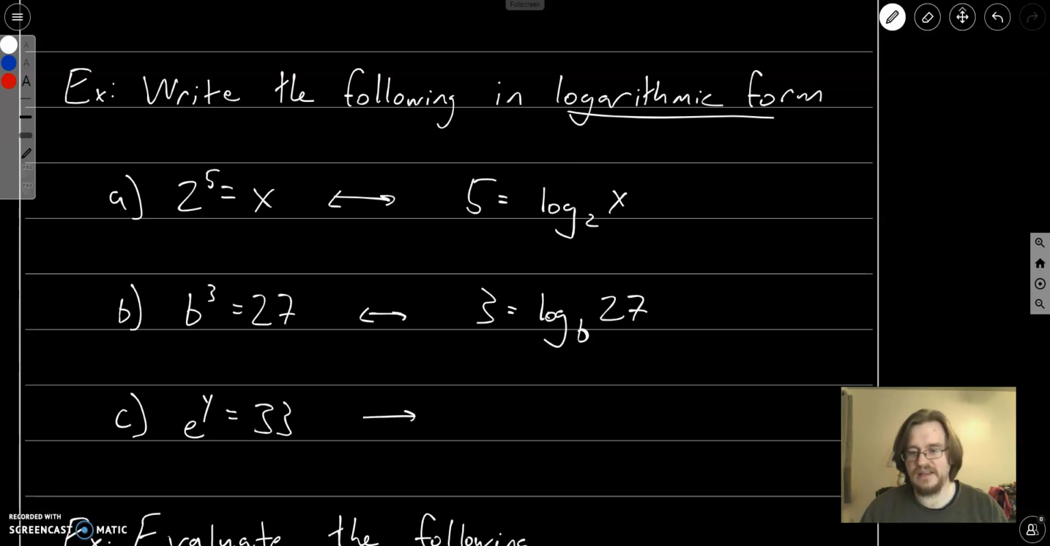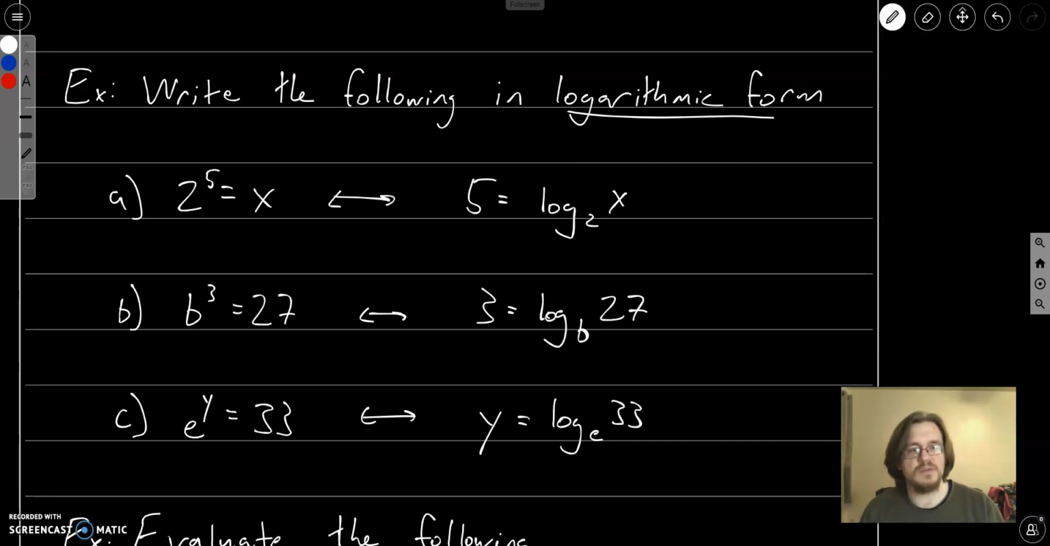And then finally, we have e to the y power is equal to 33. E, remember, is this nice number that comes up a lot with exponentials. We'll see that also because exponentials and logarithms are related, we'll see that e pops up a lot with logarithms. So this is going to be log base e of 33 should be equal to y.